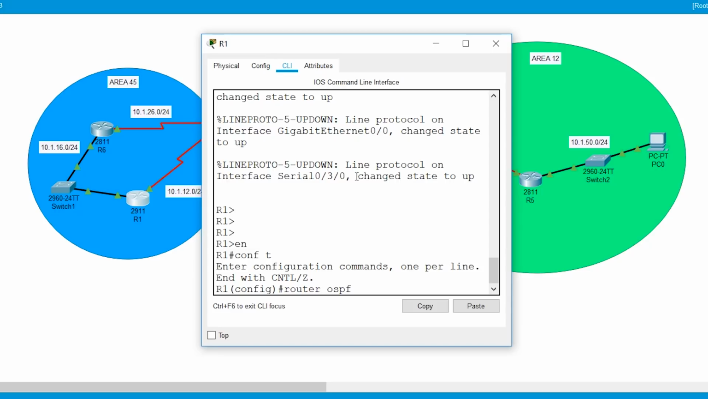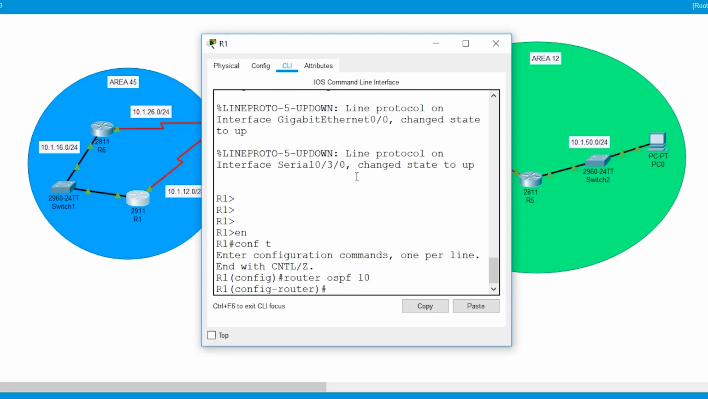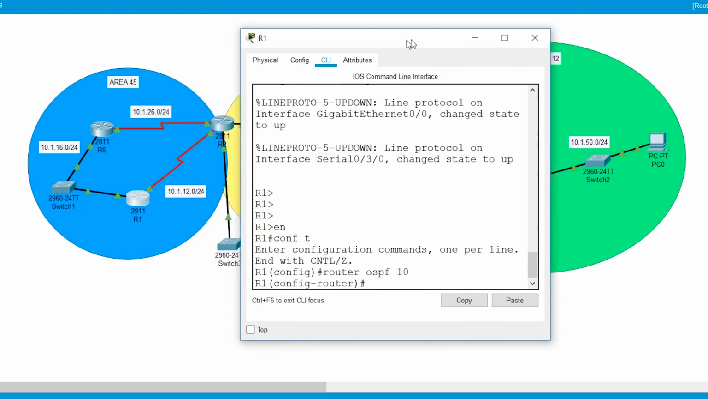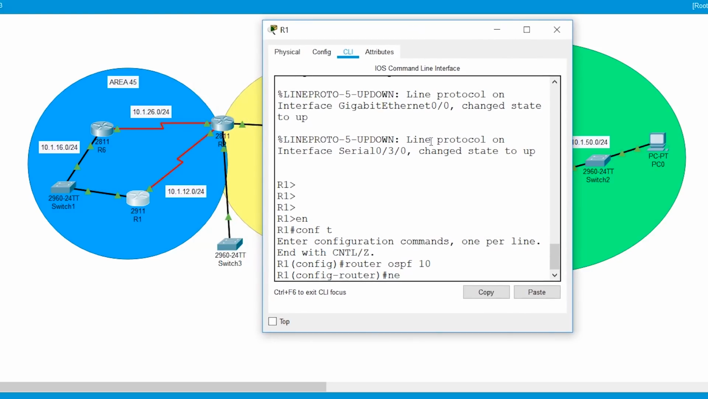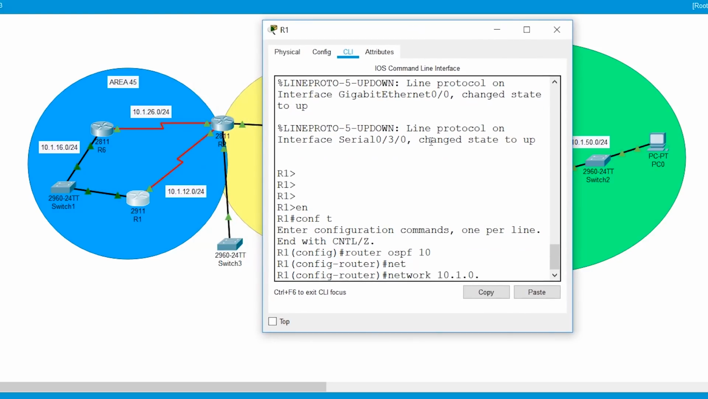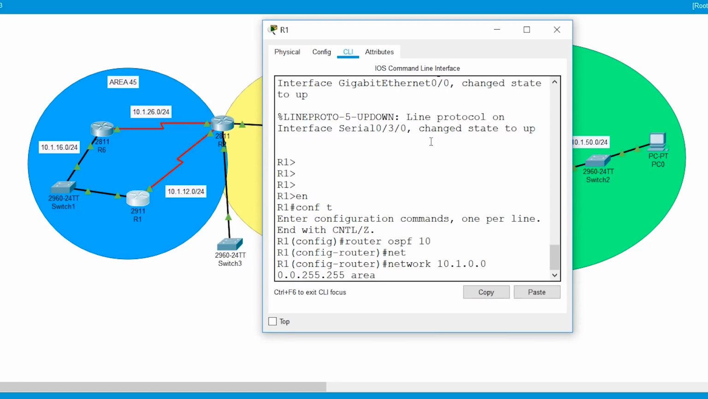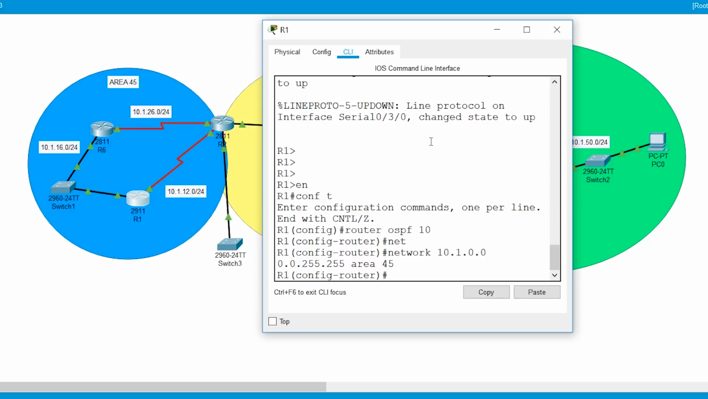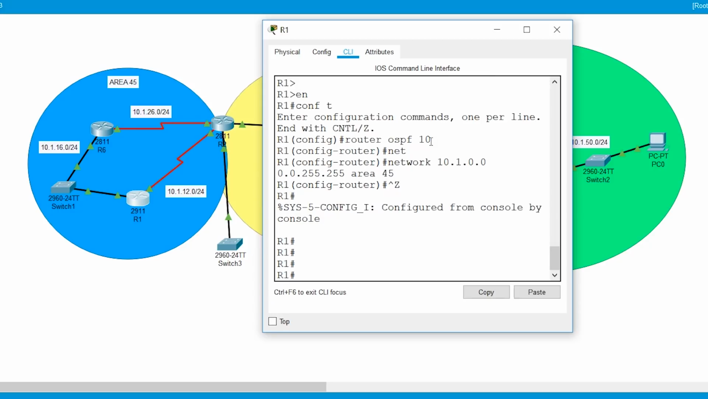Just to prove that it doesn't need to match, I'm going to give OSPF router 10. So router OSPF 10, now this process ID is 10. The router in router 6, the process ID is 1, and yet they would form neighbors. So how do we enable it for both the networks? It's the same command, network 10.1.0.0 0.0.255.255 area 45. I do this. OSPF should be enabled on both the interfaces.